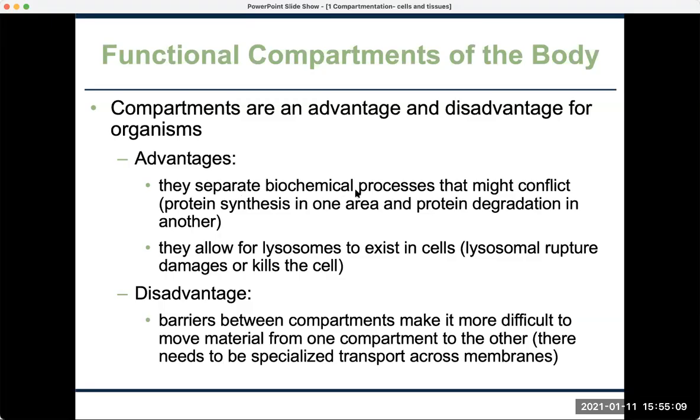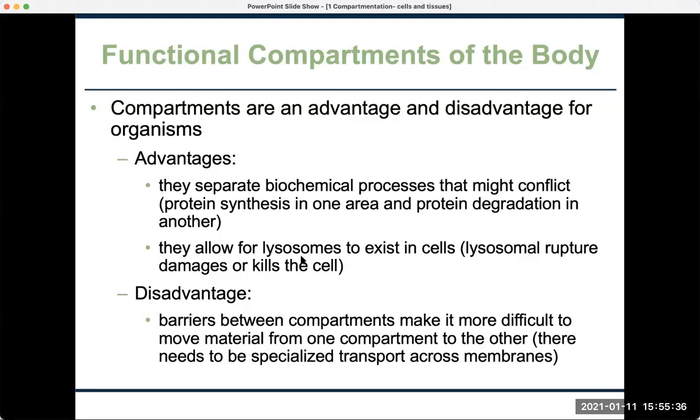You're separating biochemical processes that can conflict. So protein synthesis occurs in one area, and then protein degradation occurs in another. Basically the making and the breaking down of proteins occur in different areas, which is a really good thing, because you don't want them to accidentally occur in the same area, where your body would get really confused and be really inefficient.